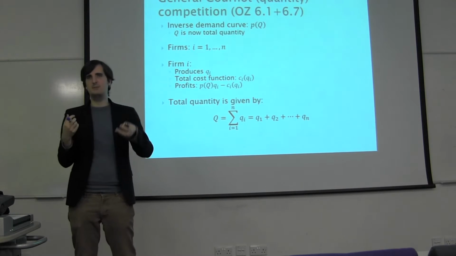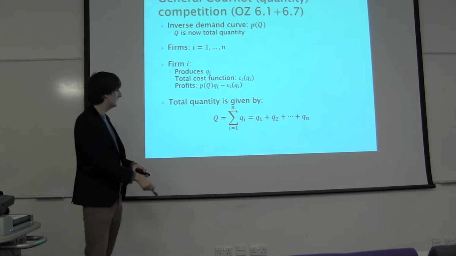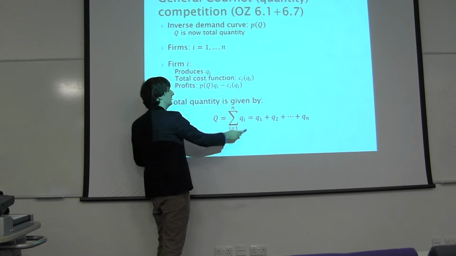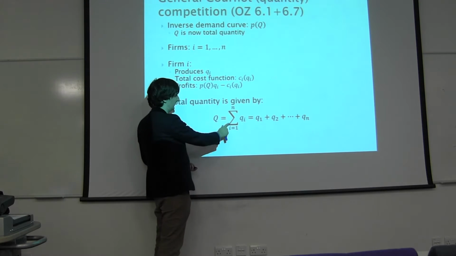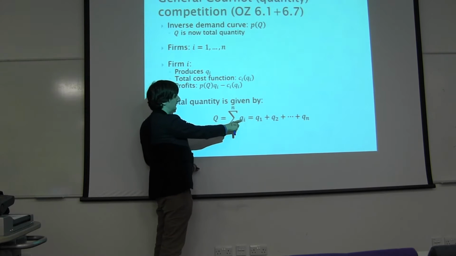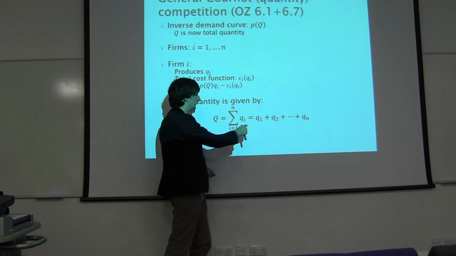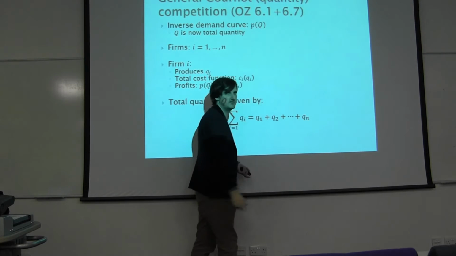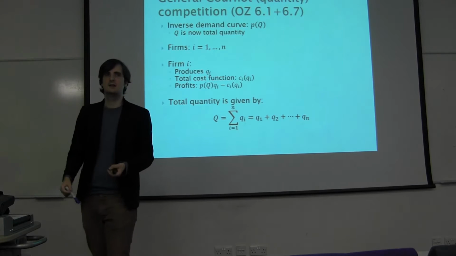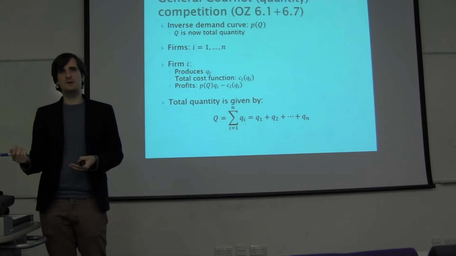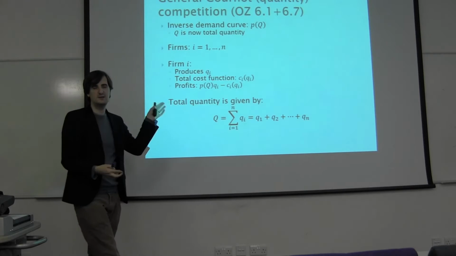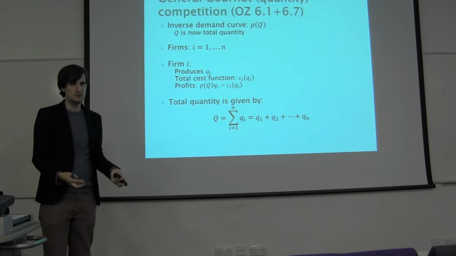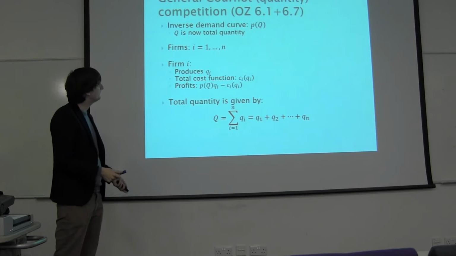Okay, so what's the link between big Q and the little q's? Well, big Q is just the sum of all of the little q's. Okay, you know this sigma notation. It's the sum from i equals 1 up to n of q_i, which just means q_1 plus q_2 all the way up to q_n. So don't get confused between big Q's and little q's. Big Q will always be total quantity. Little q is individual quantity.